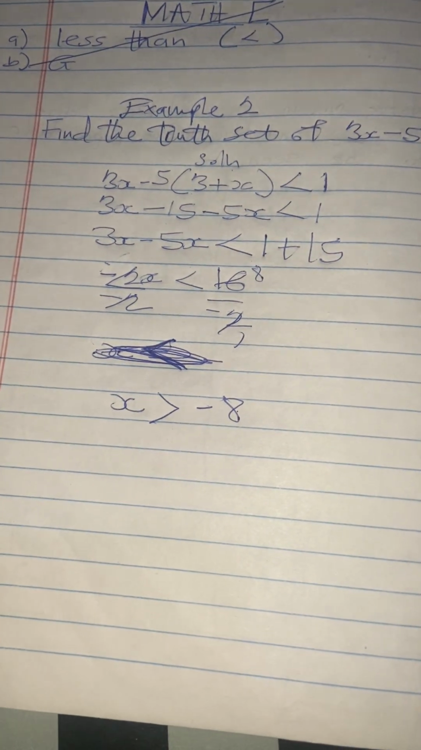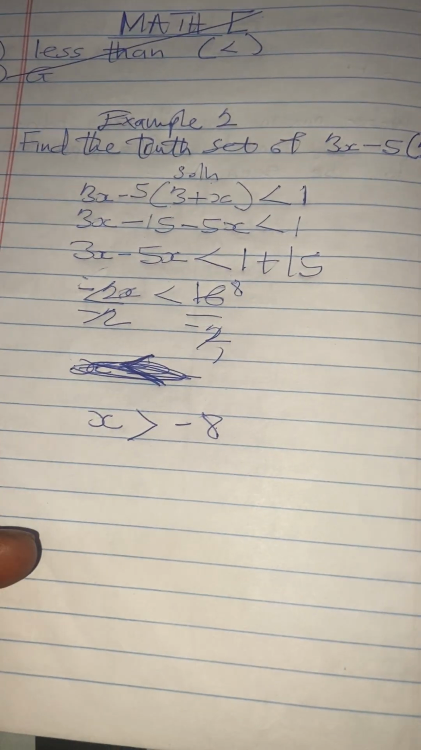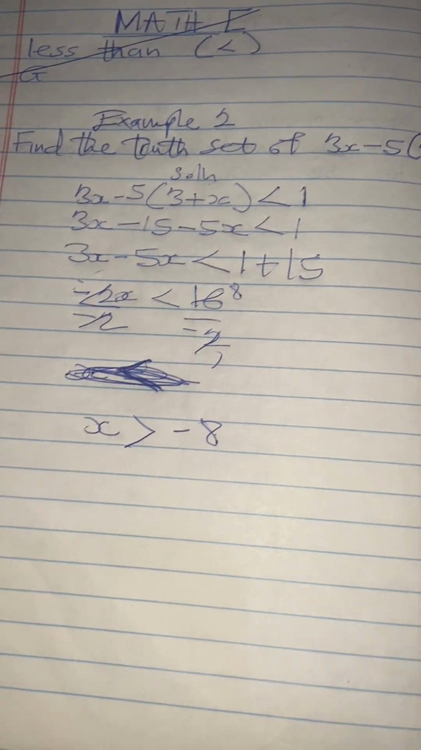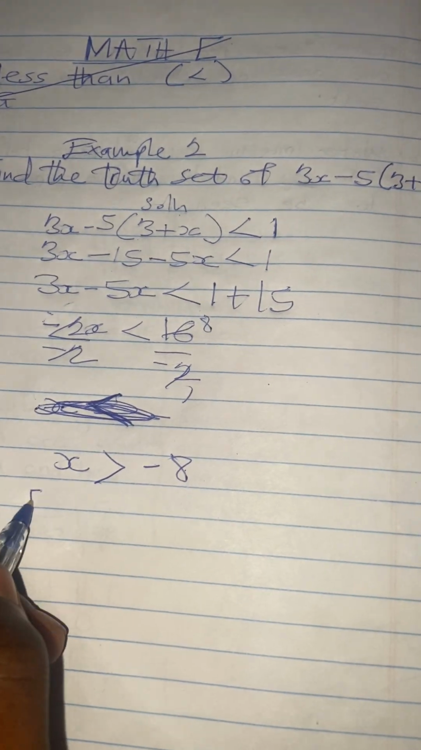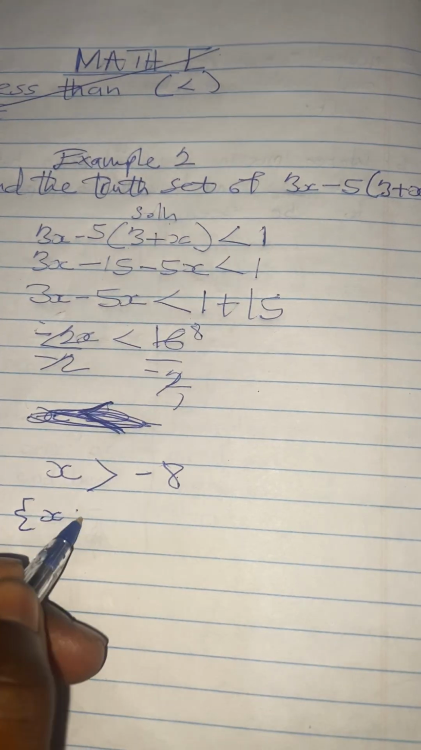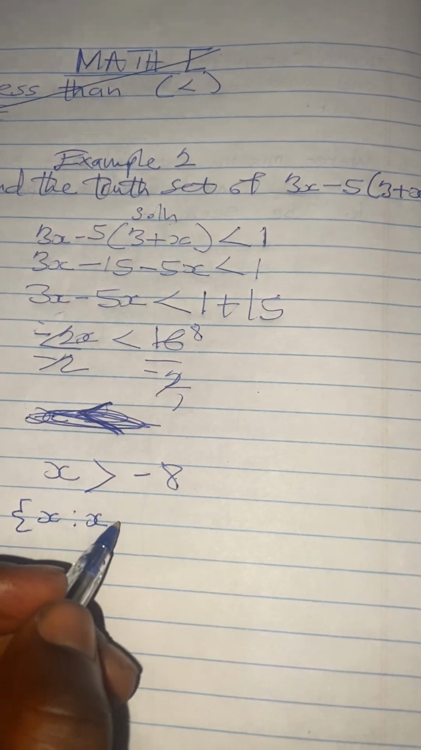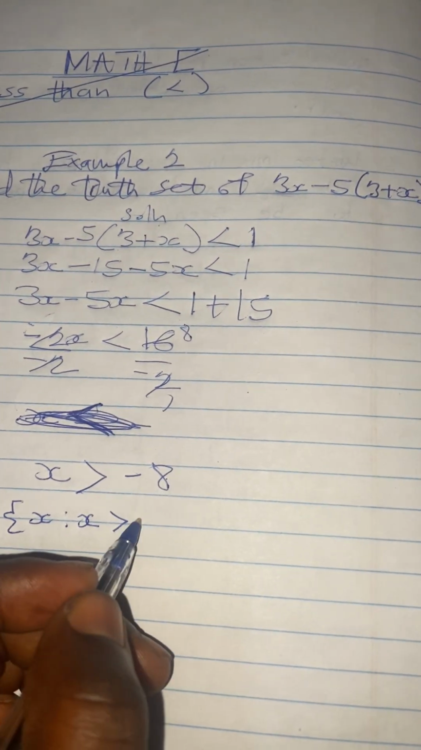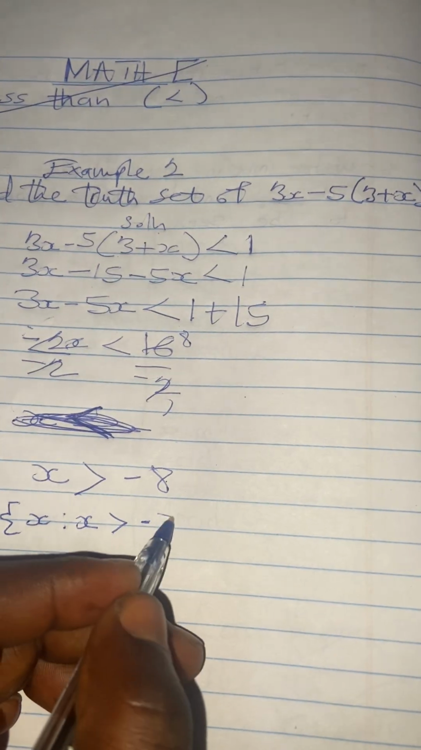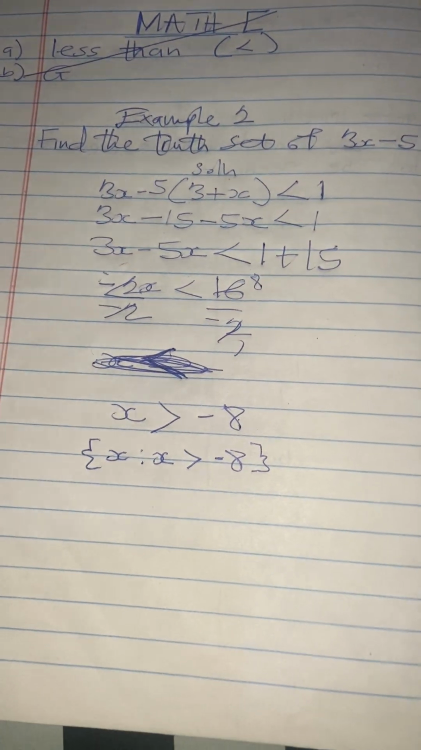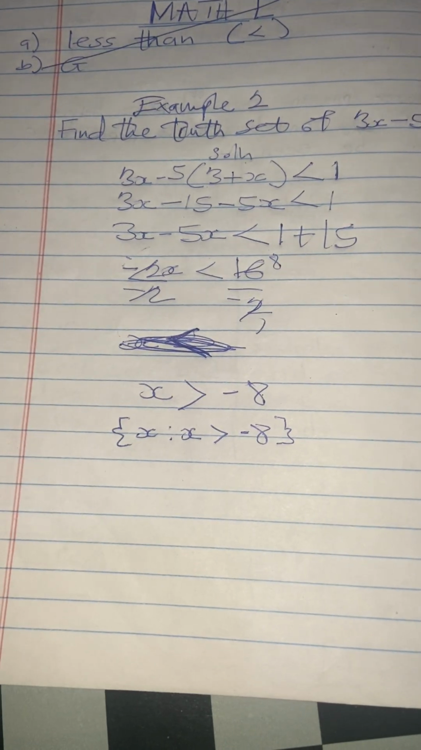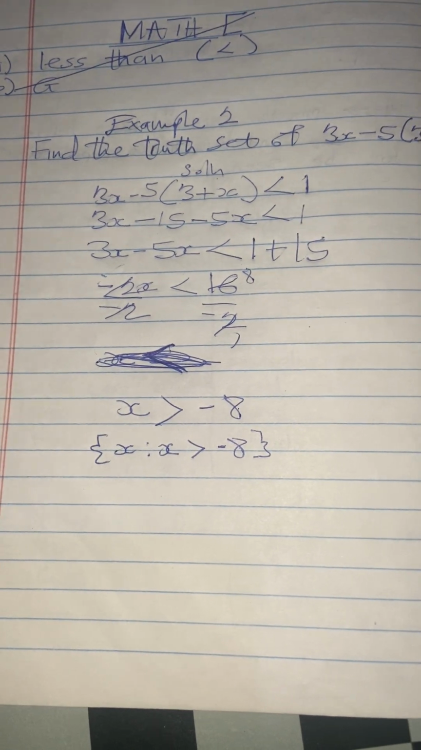So now, because we're saying find the truth set, we'll represent it in truth set form, right? So x is greater than what? Negative 8. Yes. So now you have to represent your answer in what? In truth set form, right? Okay.